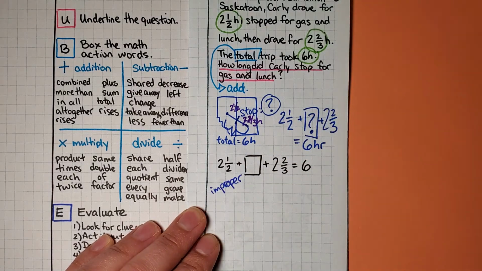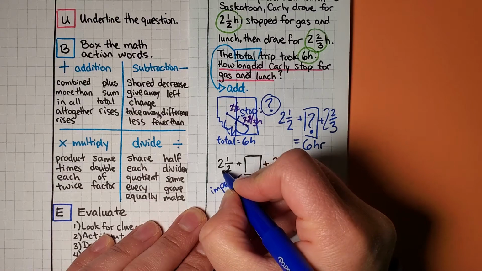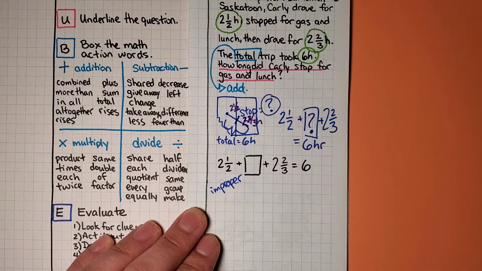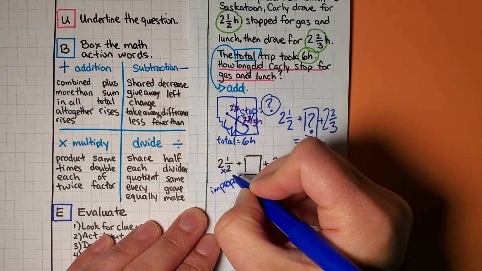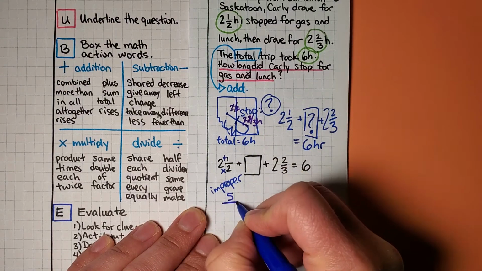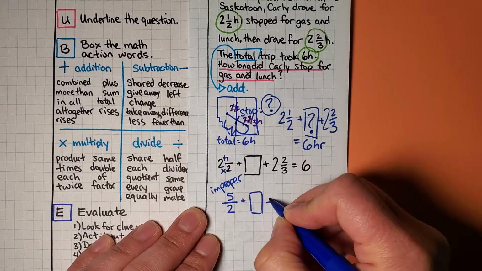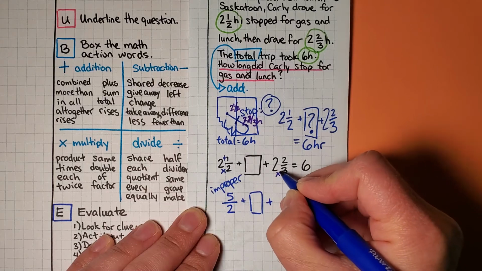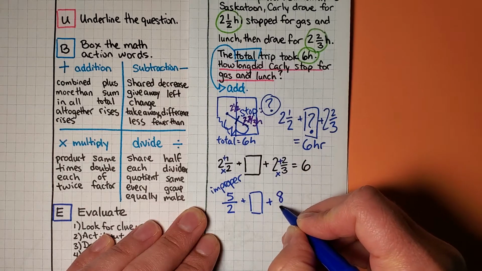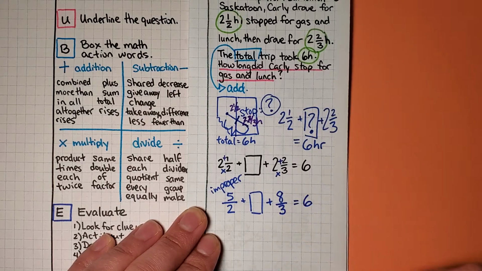Remember when you do this, this is 2 times 2 plus 1. So you're going to get 5 over 2, plus something, plus 3 times 2 plus 1, 8 over 2. Sorry, not 8 over 2, 8 over 3. This is still 6.